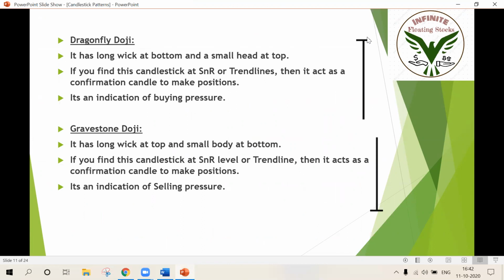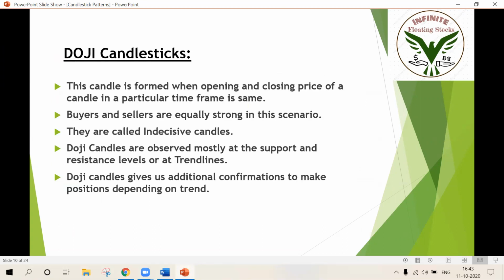Look at this diagram. There won't be any body for a doji candlestick. The doji will look like a shadow only. It won't be in a green color or a red color. The appearance of the candlestick is just a wick, like a shadow, without any body. That's the importance of doji. It only has a shadow, nothing else. So that's how the doji looks.